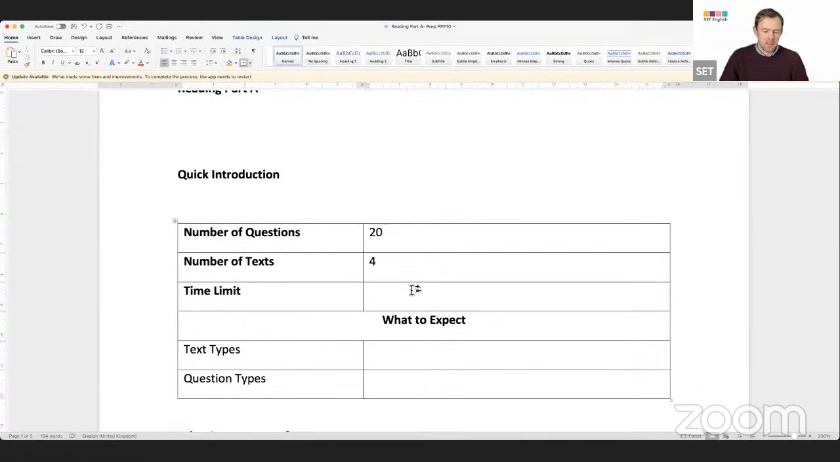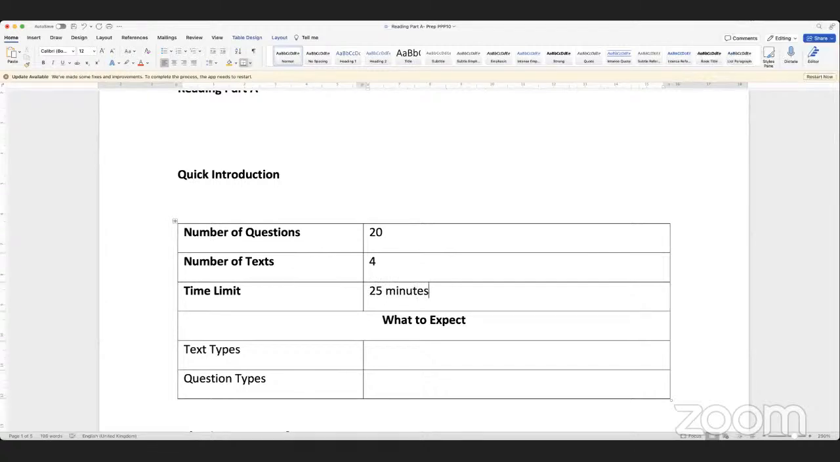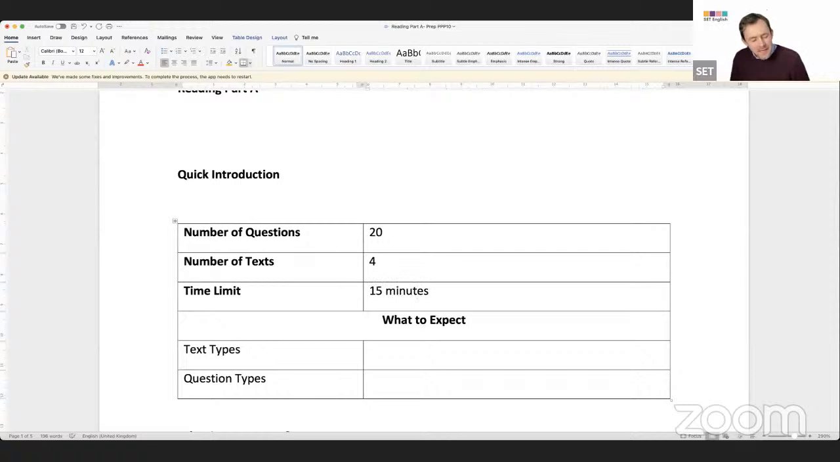Okay, and let me ask Talita, how long do we have? 25 minutes? I'd love 25 minutes. But it's 15 minutes, isn't it? Okay. So the challenge for us is trying to do 20 questions in 15 minutes, less than a minute per question. That's not easy. Okay, that's not easy.